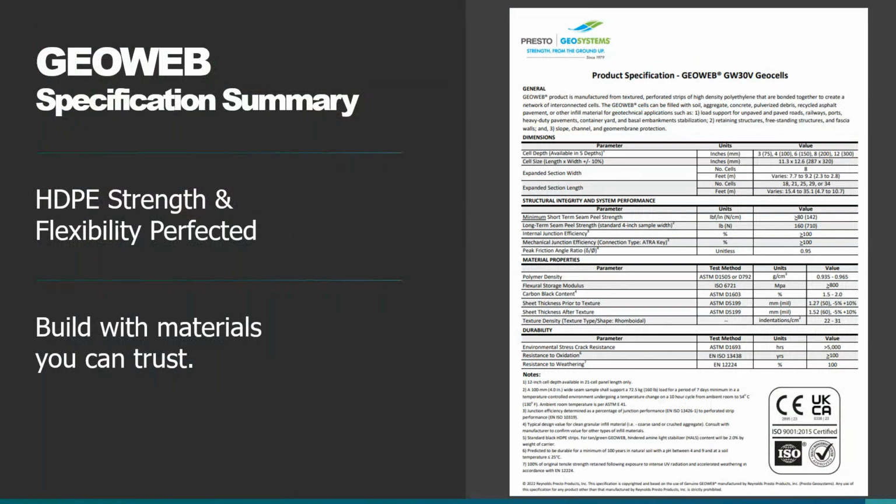The three primary elements of any geocell system, cell walls, internal junctions, and connectors, must perform uniformly as a complete system. GEOWEB is manufactured using a proprietary blend of high-quality virgin high-density polyethylene, and our formulations have stood the test of time for more than 40 years. We stand behind our numbers so you can deliver certainty in the solution and build with quality materials you can trust.